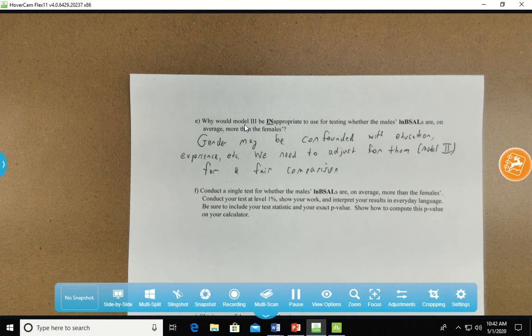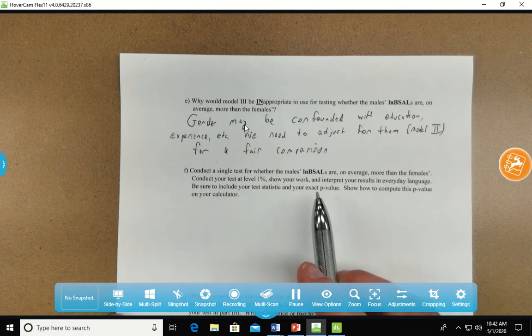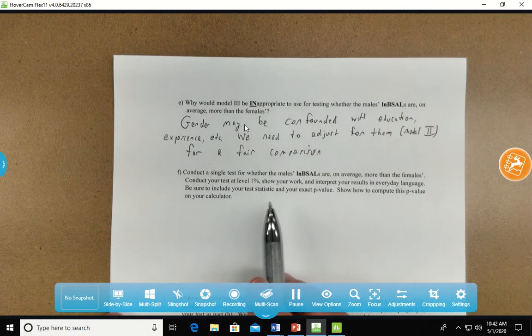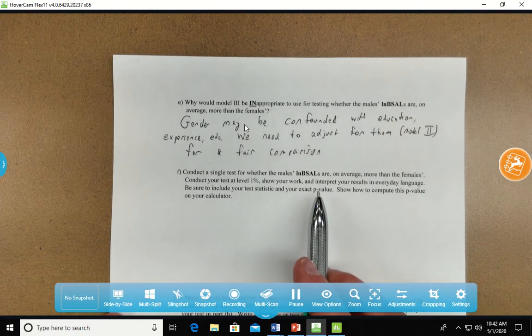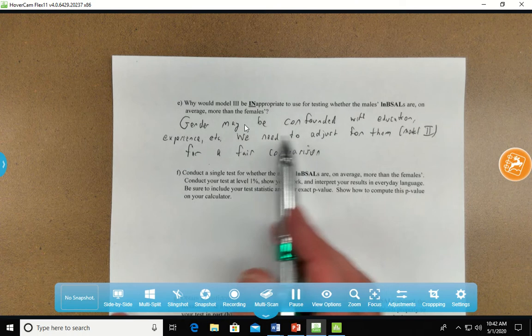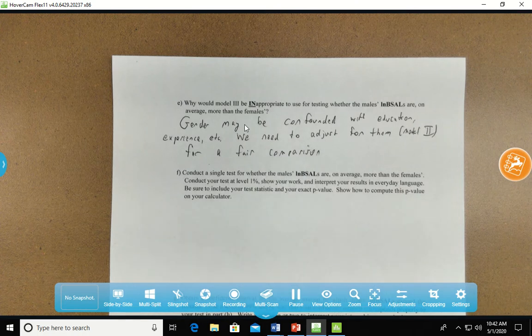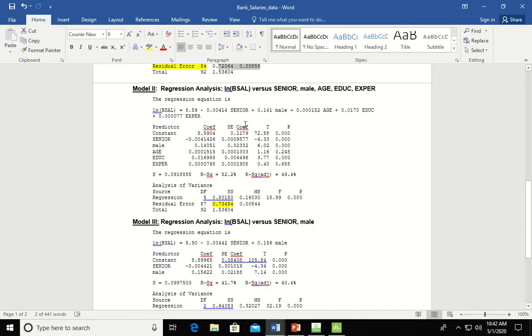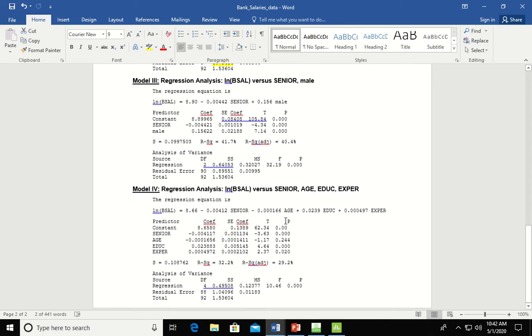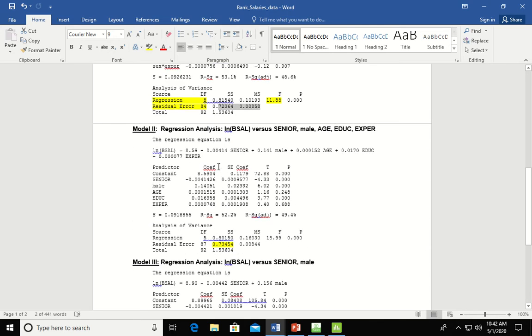All right, so let's try this next one. Conduct a single test whether the males are on average more than females. Conduct your test at 1%, show your work, and interpret results. So this kind of question is supposed to help you decide, okay, which model do I use? Do I use Model 1? Well, no, because we got rid of the interaction effects. Should I use Model 2? Model 3? Well, question E told us that Model 3 might have confounding factors, and Model 4, we don't even have gender in there, so that doesn't really help us very much. So we should look at Model 2.